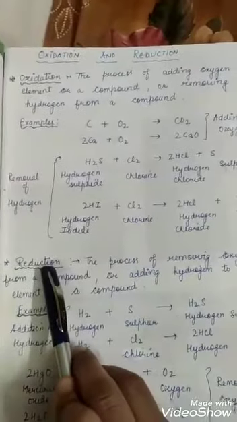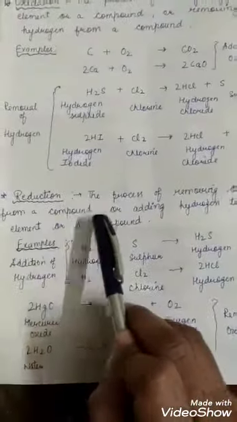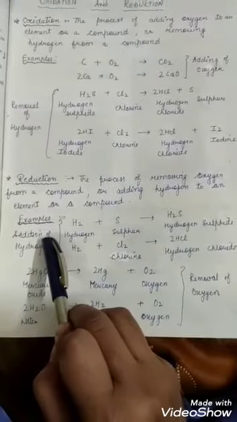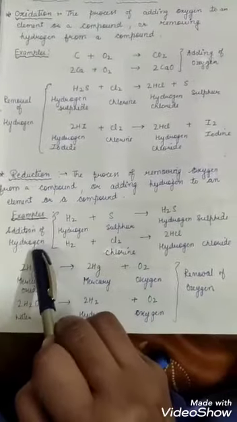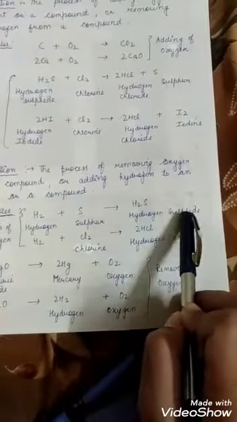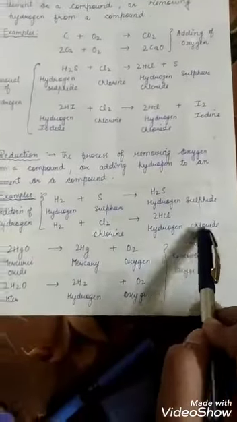Now about reduction. It is a process of removing oxygen from a compound or adding hydrogen to an element or a compound. Examples of reduction. When there is an addition of hydrogen, it means hydrogen combines with sulfur and forms hydrogen sulfide. When hydrogen combines with chlorine, it forms hydrogen chloride.